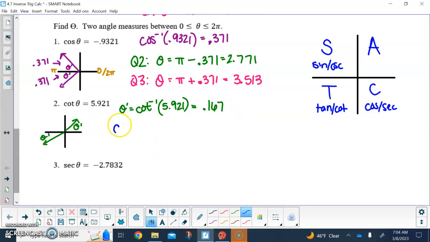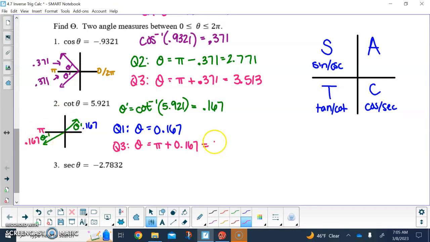All right, so in quadrant 1, your theta prime is your theta. So in quadrant 1, theta would just be 0.167, because that is the value there. There's no reason to add or subtract it, because we're going from the 0 up to there. Now in quadrant 3, we do have to add something to that. So in quadrant 3, our theta is going to equal pi plus that value, because we're more than halfway around that circle. So remember, pi would be here at your halfway mark, and then you would add that 0.167 to it for a value of 3.309.